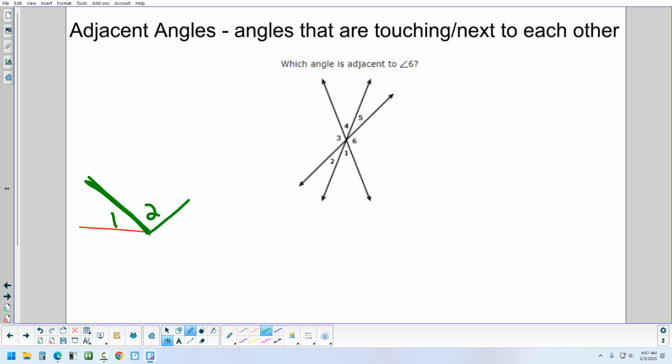All right. So let's look at that picture. There's lots of adjacent angles in here, but they want an angle that is adjacent to 6. Does anyone see one? Yep, 5 is one of them. Angle 5 is definitely adjacent to angle 6. Yep, angle 1 or 1.